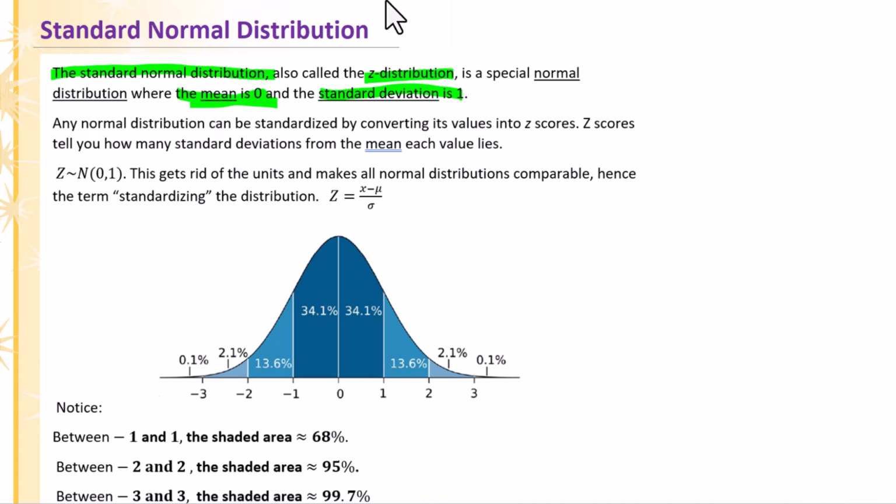Any normal distribution can be standardized by converting its values into z-scores. Z-scores tell you how many standard deviations from the mean each value lies. Z follows standard normal distribution. This gets rid of the units and makes all normal distributions comparable. Hence, the term standardizing the distribution: Z equals x minus mu over sigma.